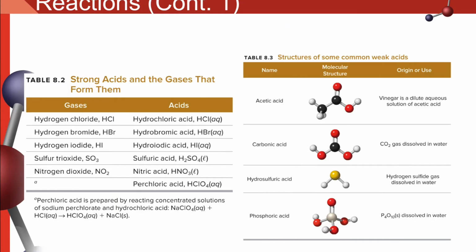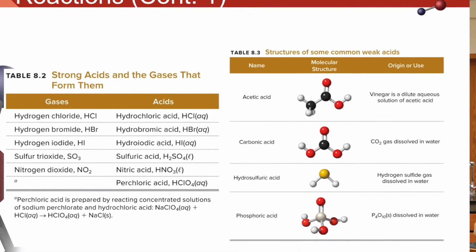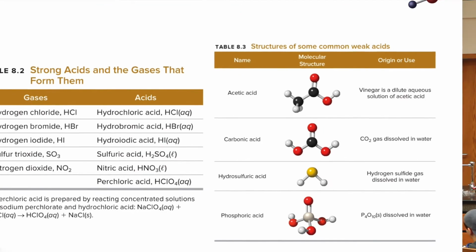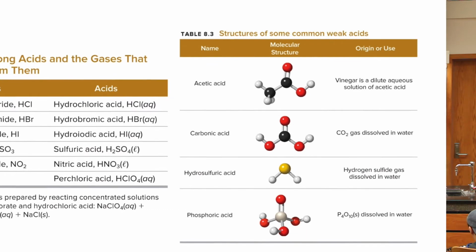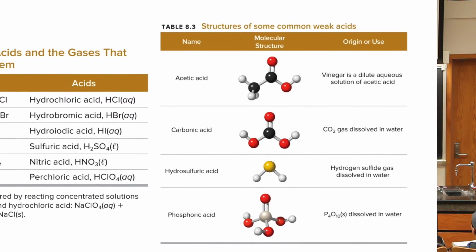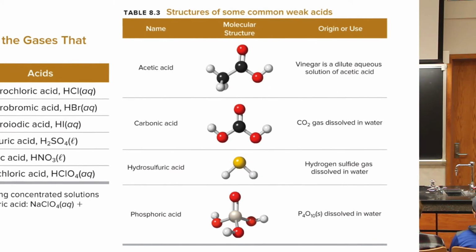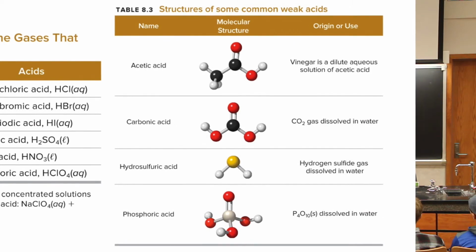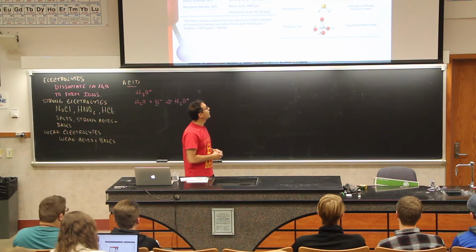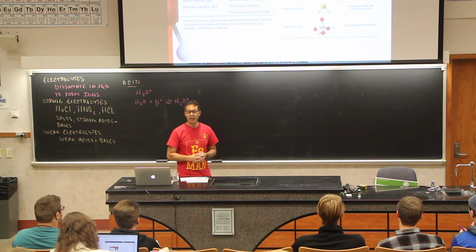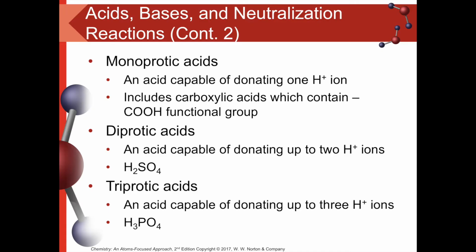And then we have some weak ones over here, some common weak acids, like acetic acid and carbonic acid and phosphoric acid. These are the weak ones. Now, the hydrosulfuric and phosphoric acids, we don't use a whole lot, but acetic acid and carbonic acid we do. One thing that a student told me once, the way that she remembers which is which, is if an acid has carbon in it, it's not a strong acid, it would be a weak acid.